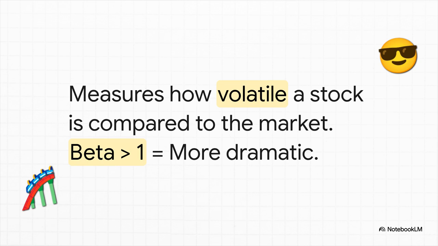Honestly, the easiest way to think about beta is as the stock's vibe. Is it dramatic or is it chill? If a stock's beta is exactly 1, it just moves along with the market. If its beta is more than 1, it's extra dramatic. It soars higher when the market is up and crashes harder when it's down. And if the beta is less than 1, you guessed it, it's more chill. It's less volatile than the overall market. It's all about the vibe.